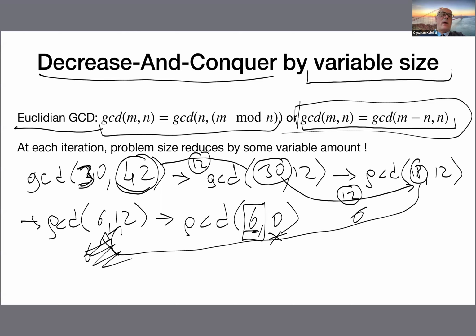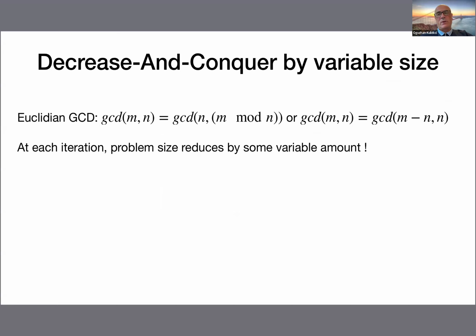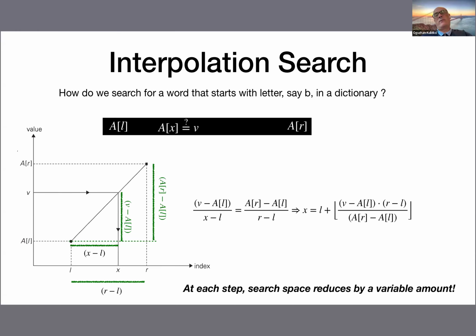So n decreases in variable steps. So that is why we call this decreasing the size by variable amount. But I think the next example will make it more clear and more intuitive for you to understand variable size decrease. And I find it very useful in practice as well.